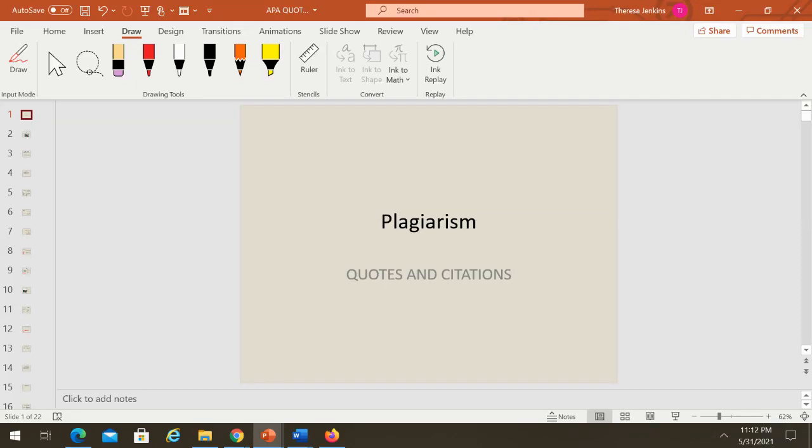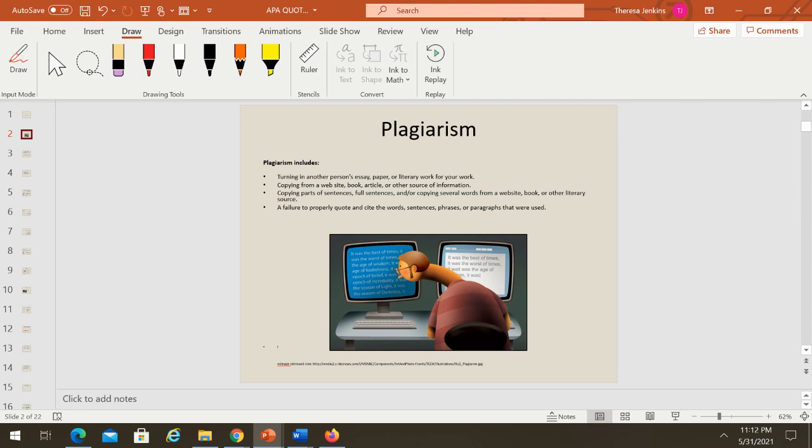Hi class, today let's take some time to talk exactly about what plagiarism is. Now, first thing to start off with, what I want you to know about plagiarism is that plagiarism is both intentional and unintentional. And plagiarism includes turning in another person's essay, paper, or literary work for your own work.